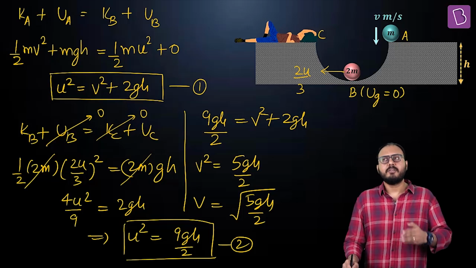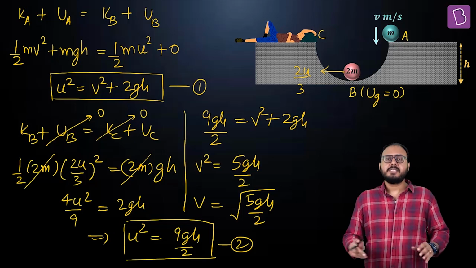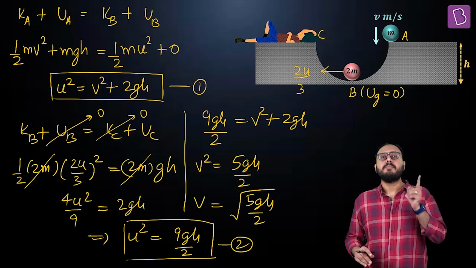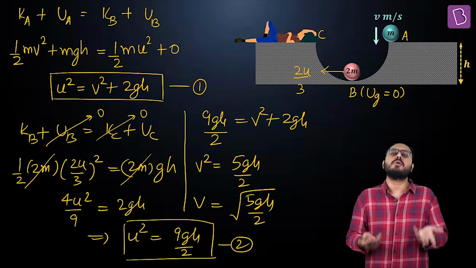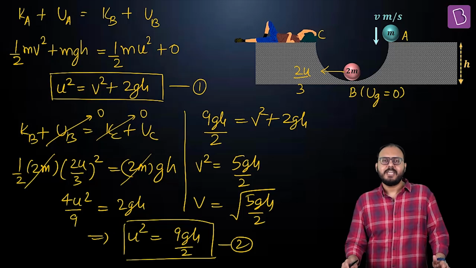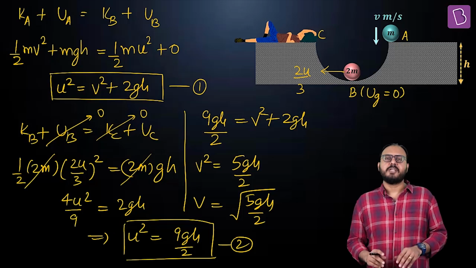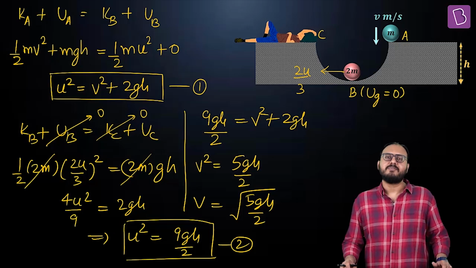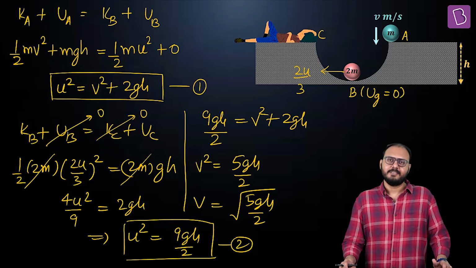What happens if the value of v is more than this? For sure it will get up. So this is the minimum value. Under root 5gh by 2 is the minimum value at which the guy gets up. Any value which is more than that. So v is more than under root 5gh by 2, or v is more than under root 2.5gh. Is that okay? Sure.